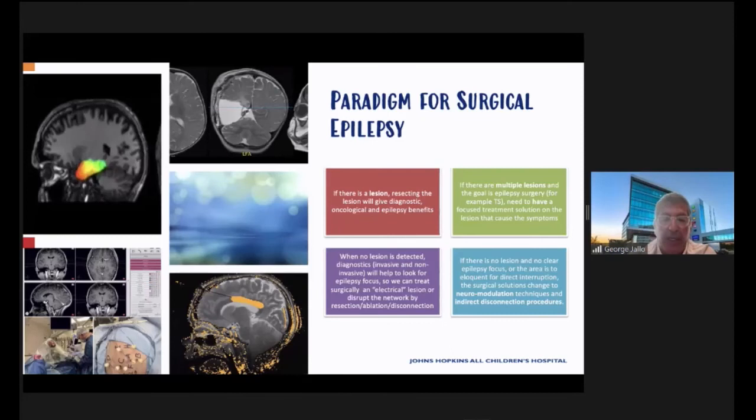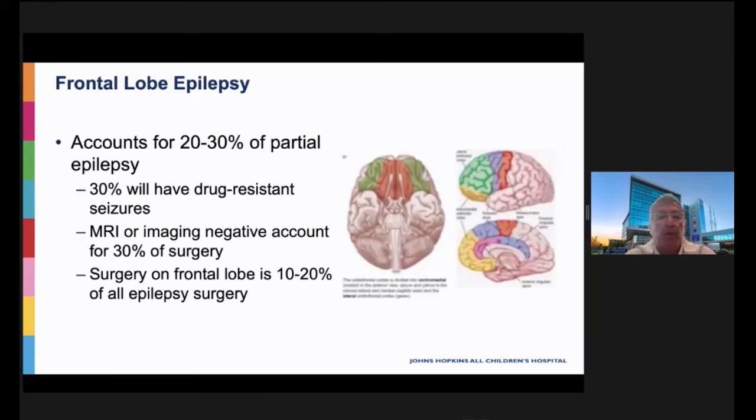So looking at frontal lobe epilepsy, I know we've heard a lot. Outside of temporal lobe epilepsy, it accounts for about 20-30% of partial epilepsy. A third will be drug resistant.